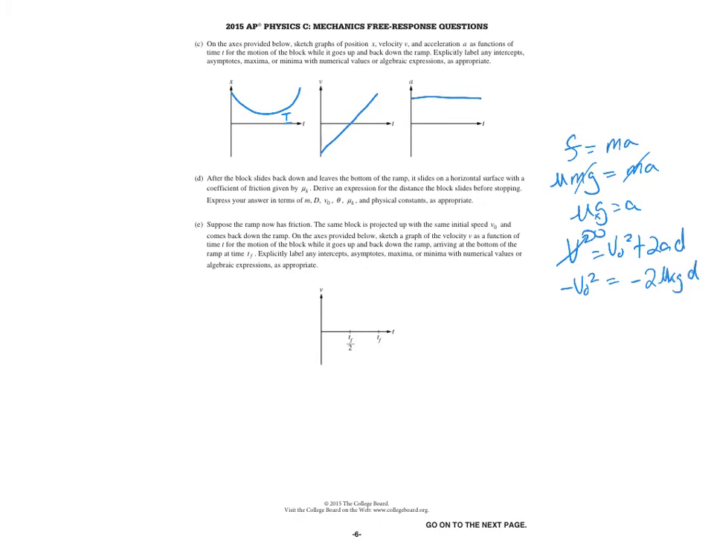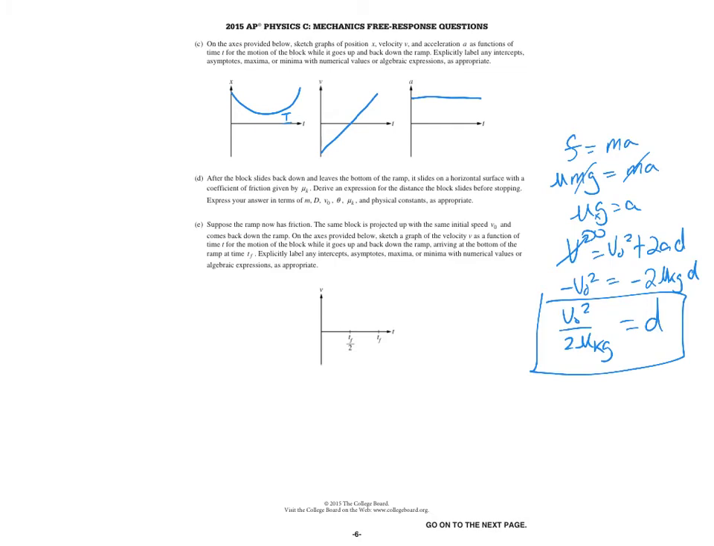You'll notice that I made this negative, and the reason is because the friction force is slowing it down. So I'm going to divide, and I'm going to get v naught squared over 2 mu k g is equal to d. Boom. Okay, so the final thing you need to do is suppose the ramp now has friction.